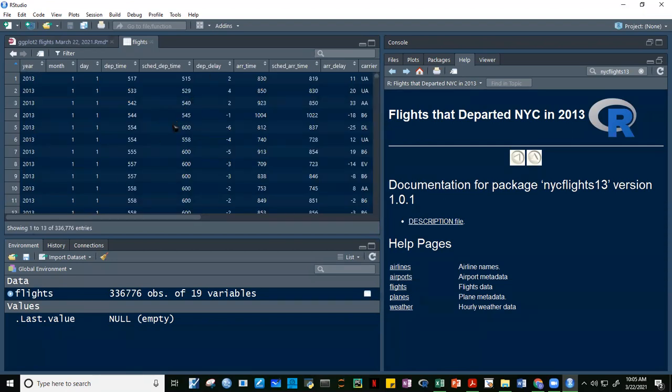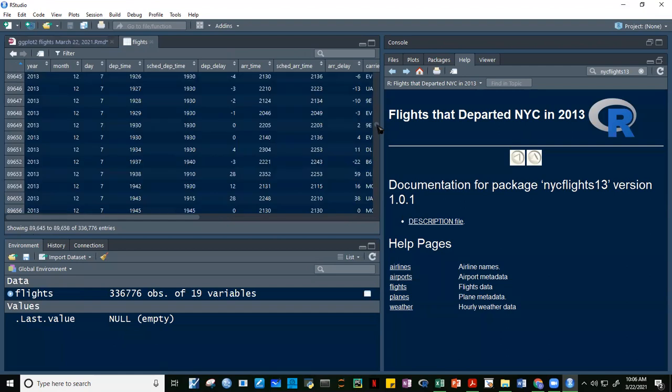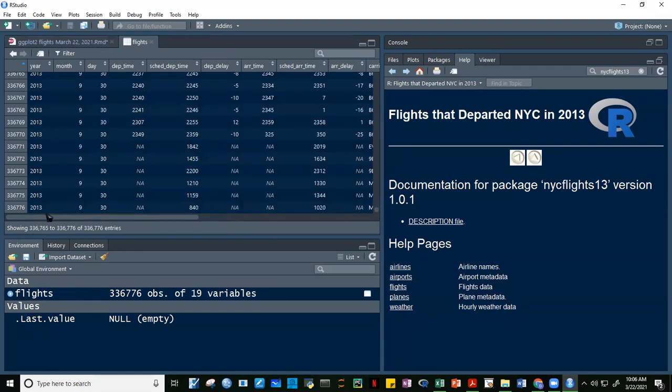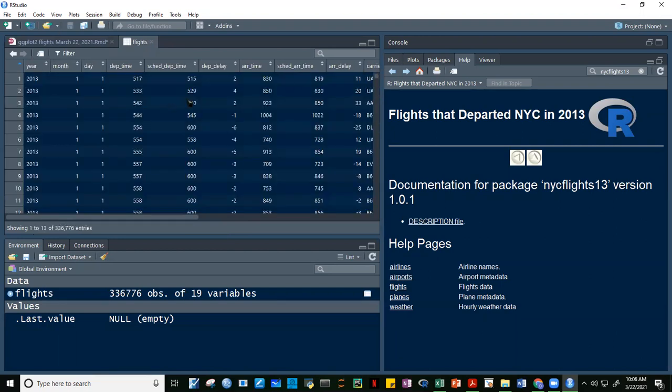Okay, so we have here 1 to 13 of more than 336 rows of data. This is a huge, relatively big data set. 336,000 rows of data. And what are the variables here?